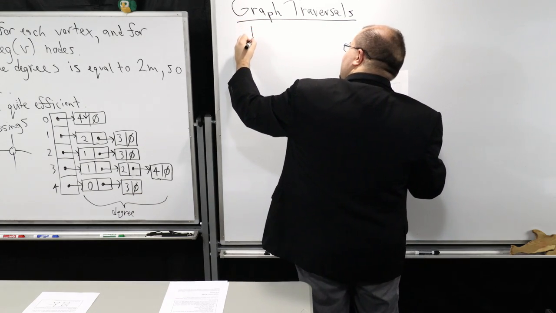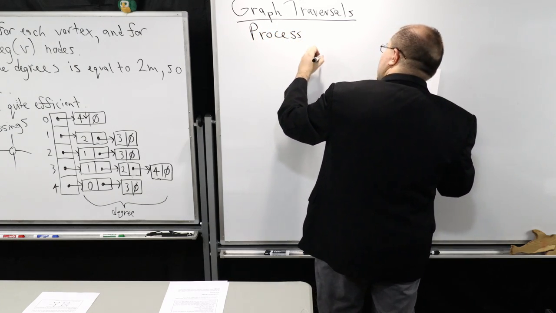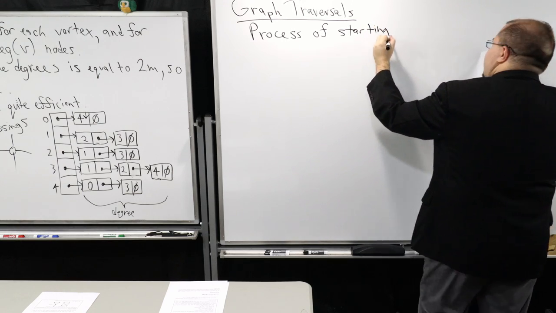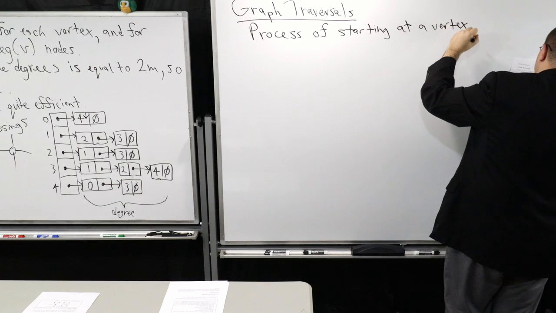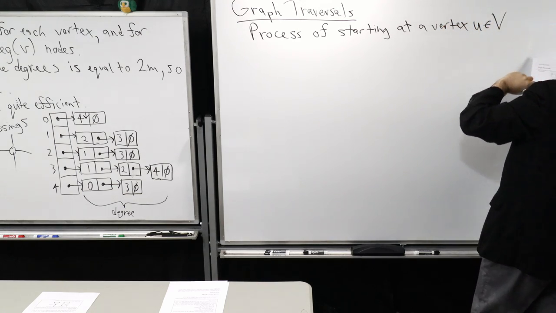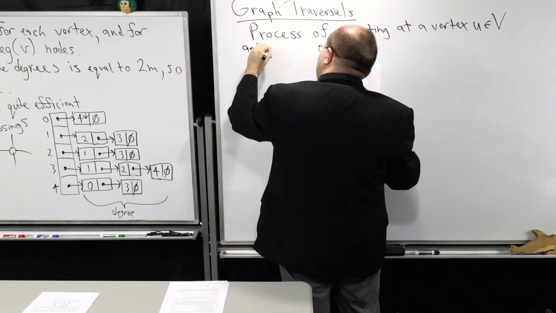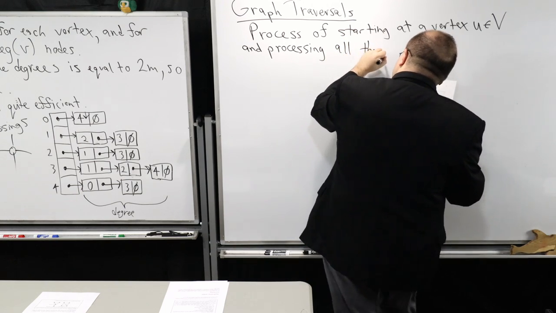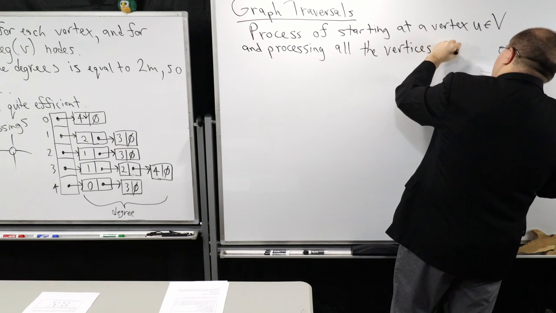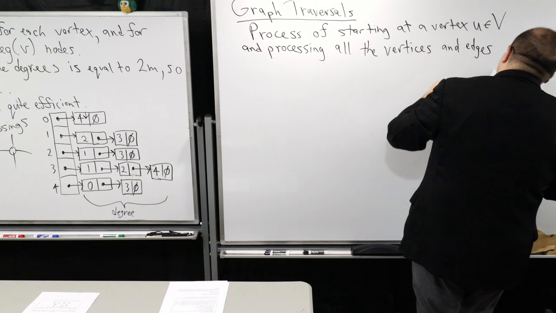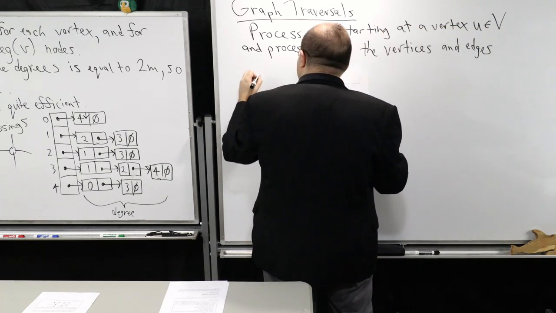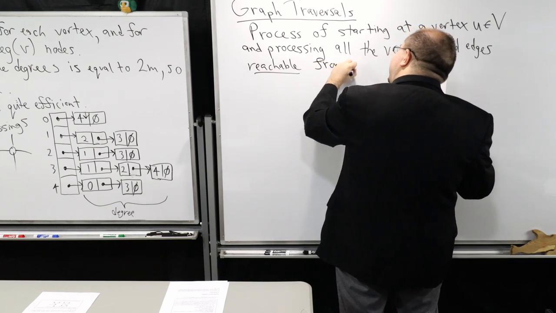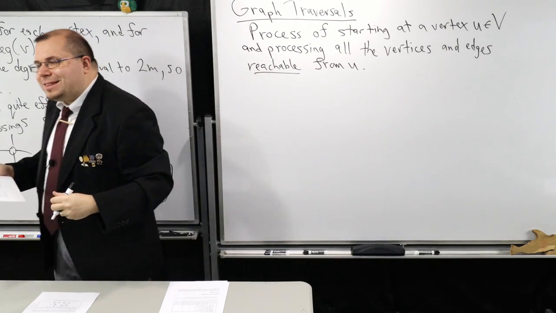So what's a graph traversal? It's quite simple. It's a process of starting at a vertex U in V, and processing all the vertices and edges. Now here comes the fun word, the vertices and edges reachable from U. Okay, so you might ask, what the heck does reachable mean?